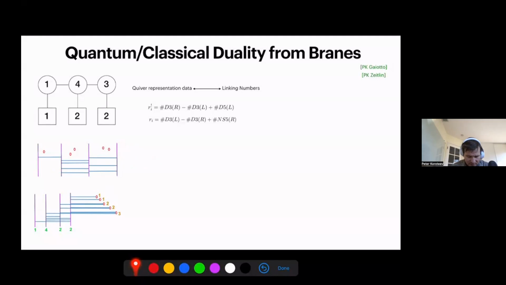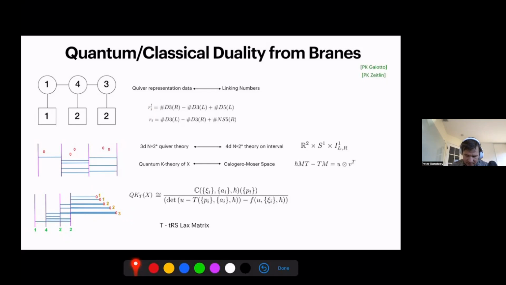You can also calculate what I call linking numbers. As you move all the D5 branes to the right and all NS5 branes to the left, you can count how many D3 branes end on each D5 brane and on each NS5 brane, and that gives you some data which we call linking numbers. The key observation is that these two pictures provide different descriptions of the same system. There's a three-dimensional description given by the quiver, where you study geometrically the quantum equivariant K-theory of the corresponding quiver variety.